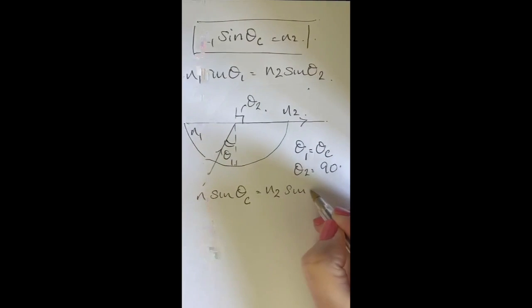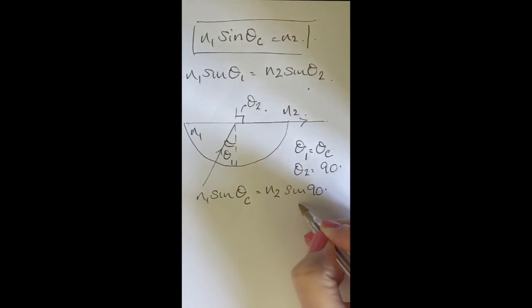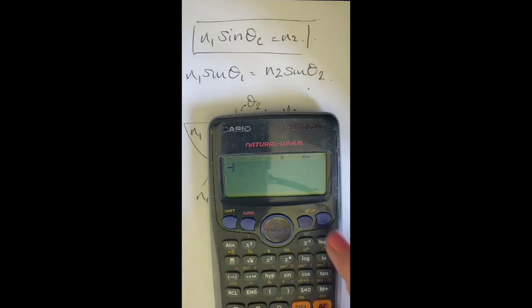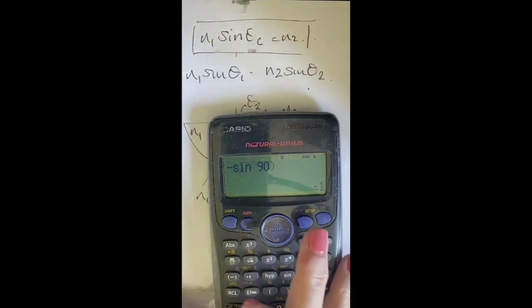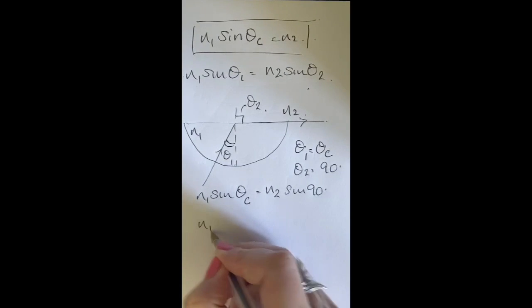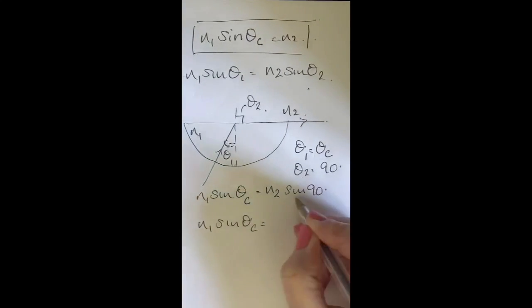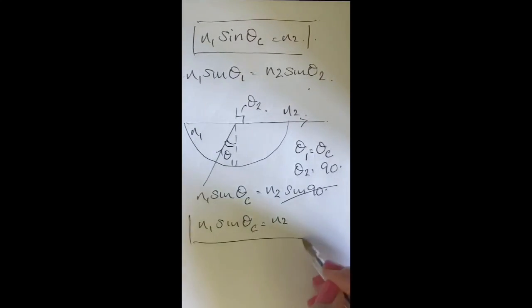So that is n2 sine 90. Now sine 90, if you don't know that off the top of your head, is 1. So we've now got n1 sine theta c equals, and that's 1, so it is n2. It could be the case that n2 is air, in which case you might have to recall that n2 is 1, but this is what you need.